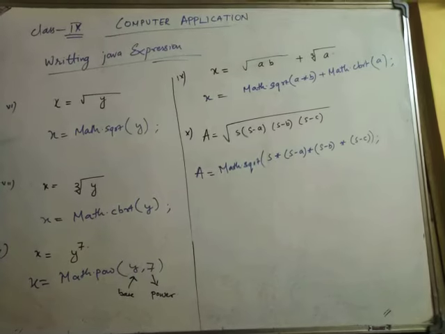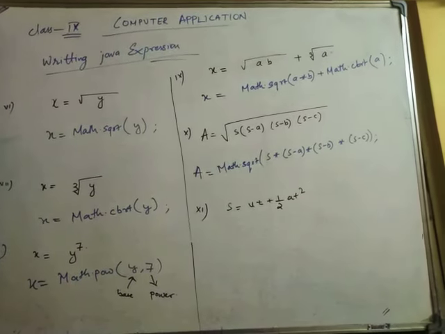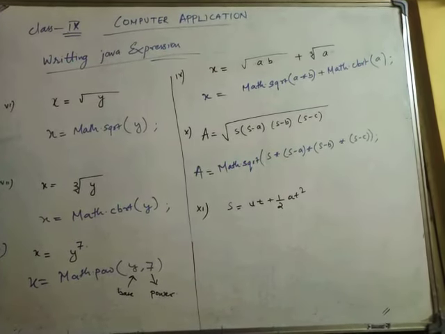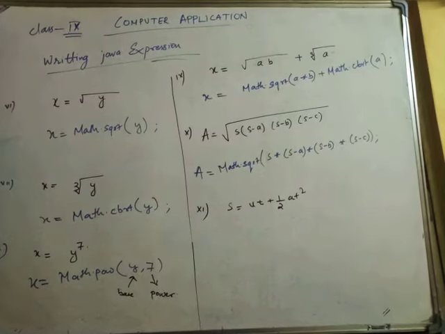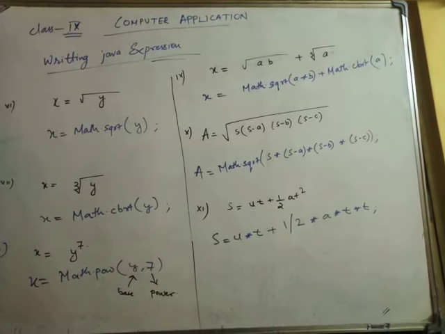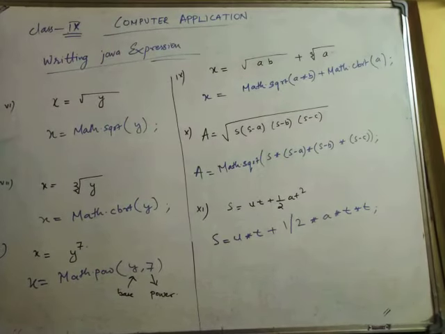Clear? Now next we will see. Let's take one more example. s equals ut plus half at square. This is a formula of the equation of motion in physics that you have learned. Now how to write this in Java? Simple. In this one, no square root, nothing is there. So you write s equals u into t plus 1 by 2 into a into t into t. Clear? This is how you write.